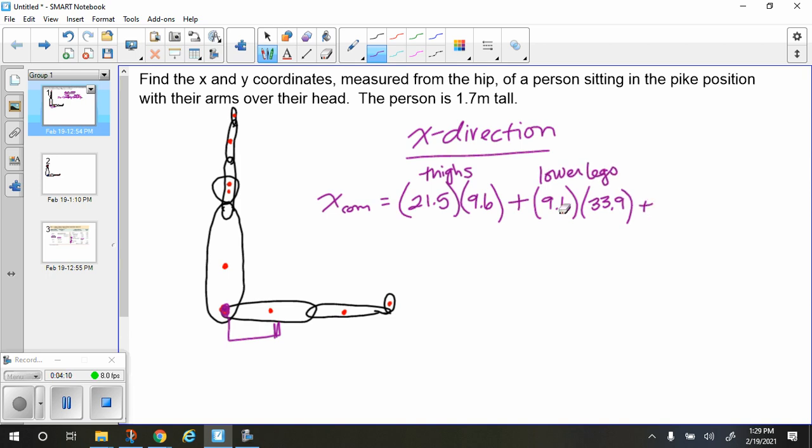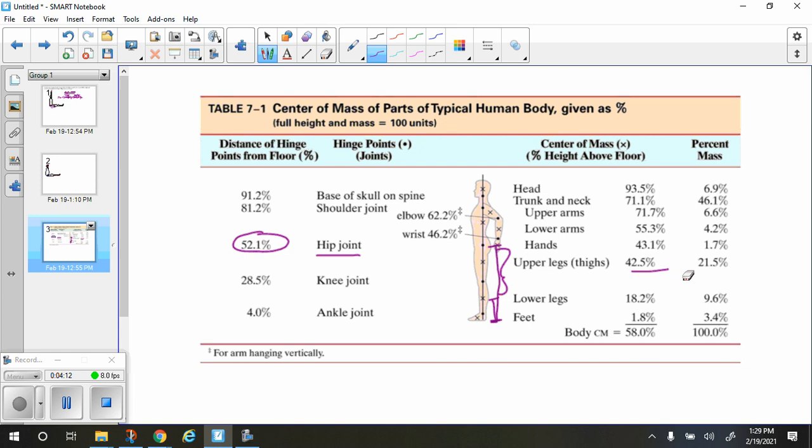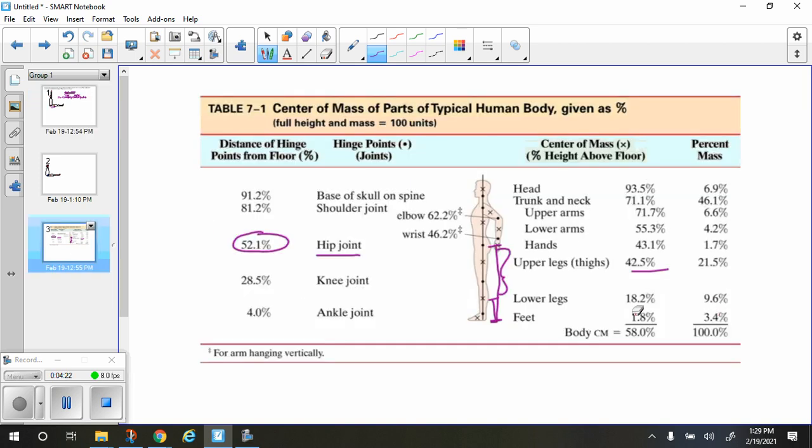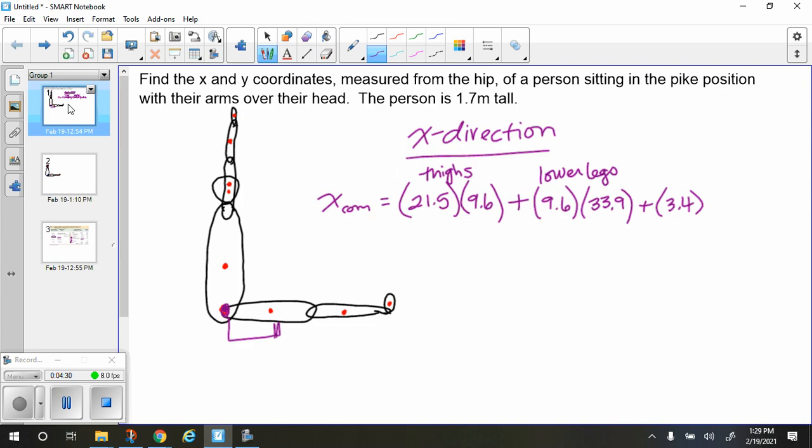And then I do the feet. So I look at the mass of the feet, which is 3.4%. And then I'm going to do the position. So I'm going to take the hip, 52.1, and subtract 1.8, which is the feet. And that gives me 50.3. And this is the feet.